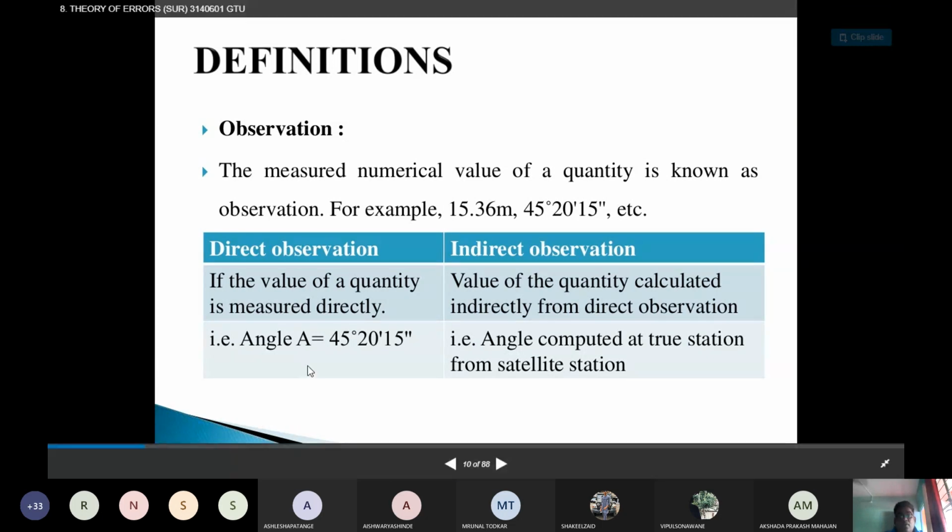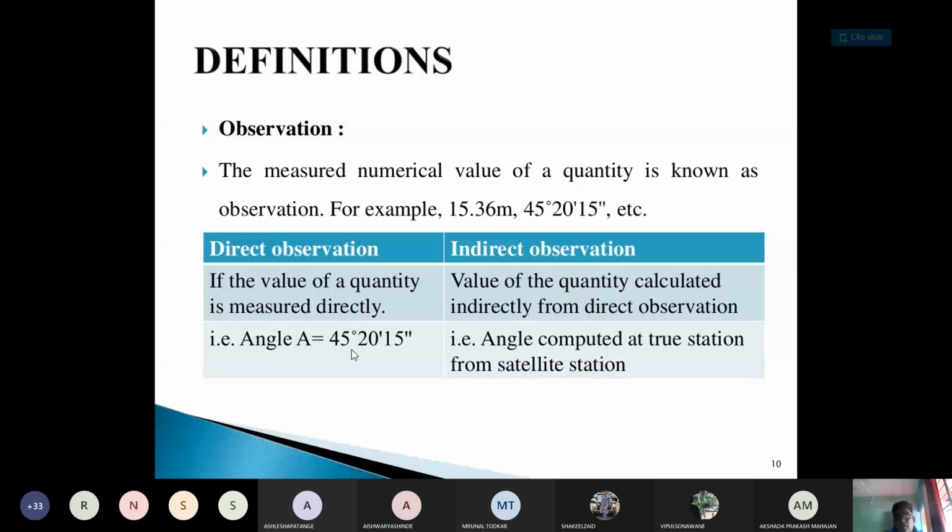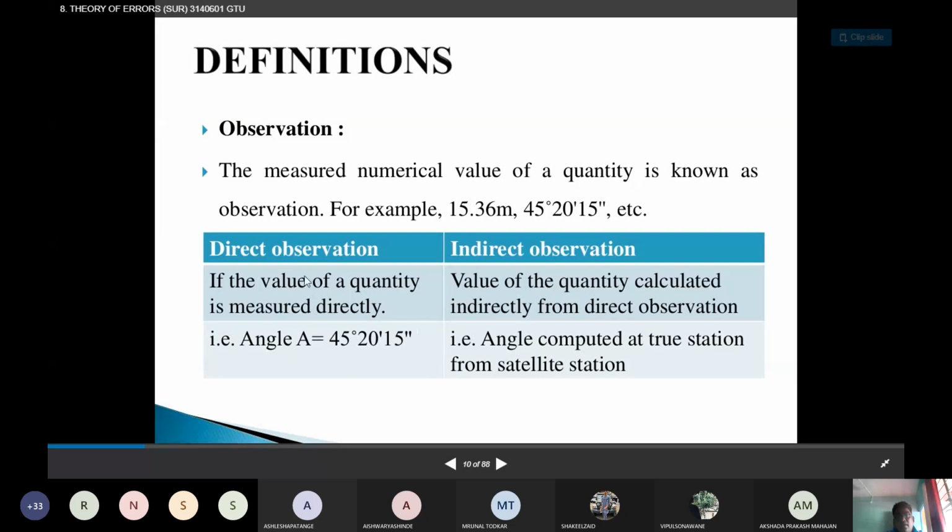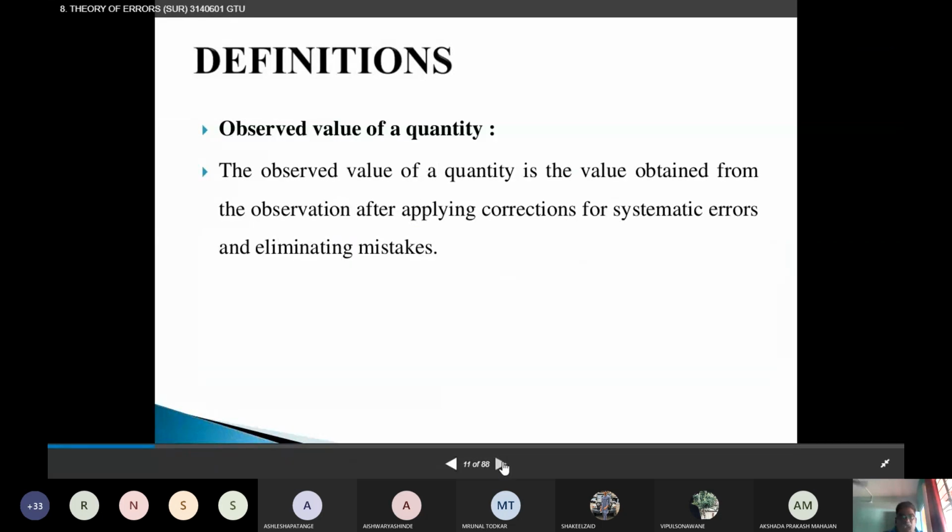By releasing the lower clamping screw, we'll get the readings over station B, and directly we have taken it. Now the second type, indirect observations: the value of the quantity is calculated indirectly from the direct observation. That's the difference. In direct observations, the value of a quantity is measured directly. Here the value of the quantity is calculated indirectly, but from the direct observation. So the angle computed at two stations from the satellite station falls under the category of indirect observations.